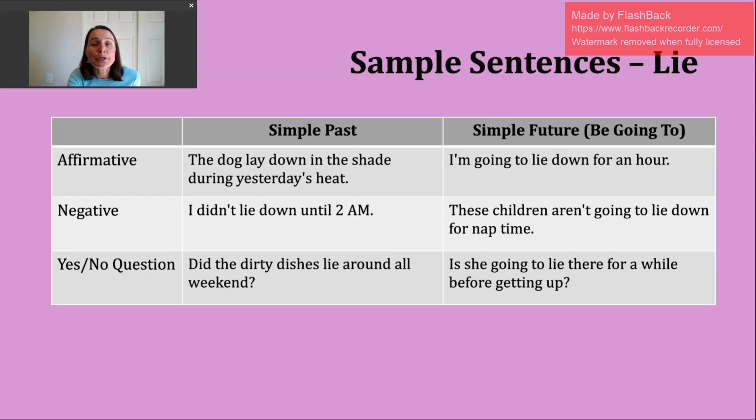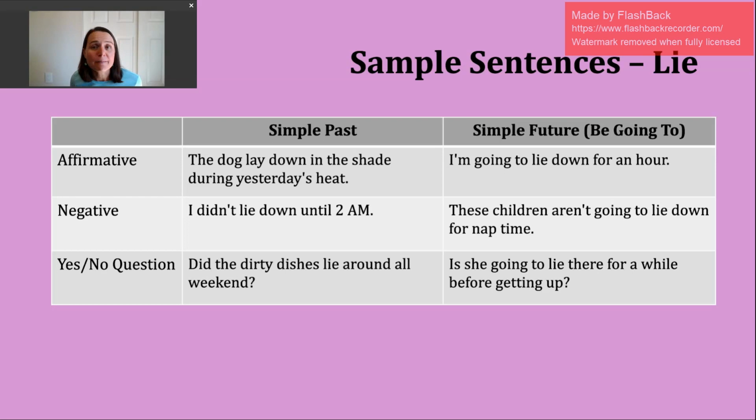Let's continue using our verb of the day, lie, in a couple different verb tenses. Today we're going to practice the simple past tense and the simple future with be going to. Let's start with the simple past tense. We use this verb tense to note that an action was completed at some known time in the past.